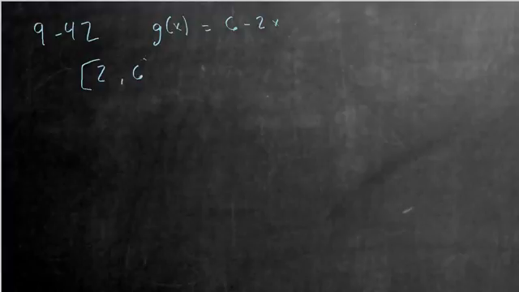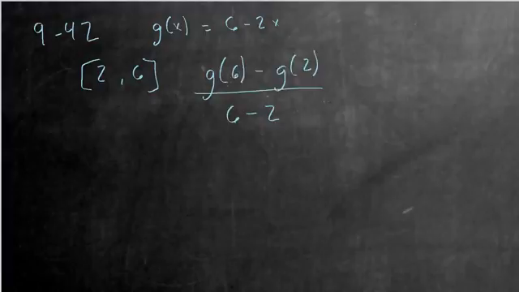Oh, let's take a look at number 942. What is the average rate of change of the function g of x equals 6 minus 2x over the interval 2 to 6? Always need to be writing g of 6 minus g of 2 over 6 minus 2. That is our average rate of change.